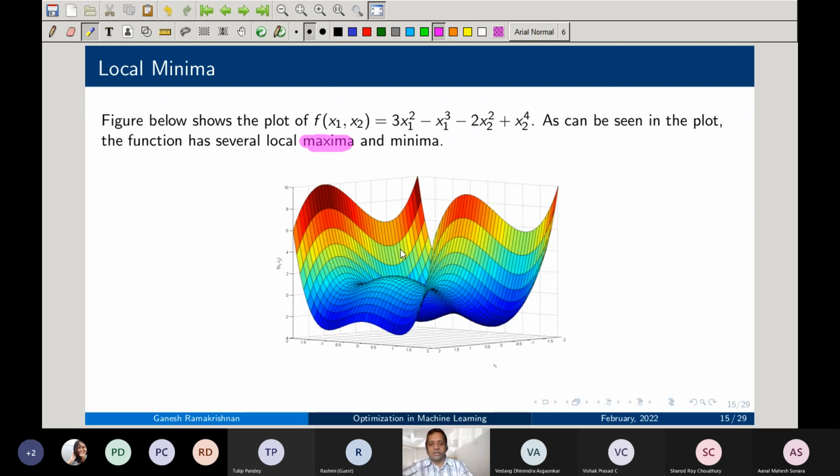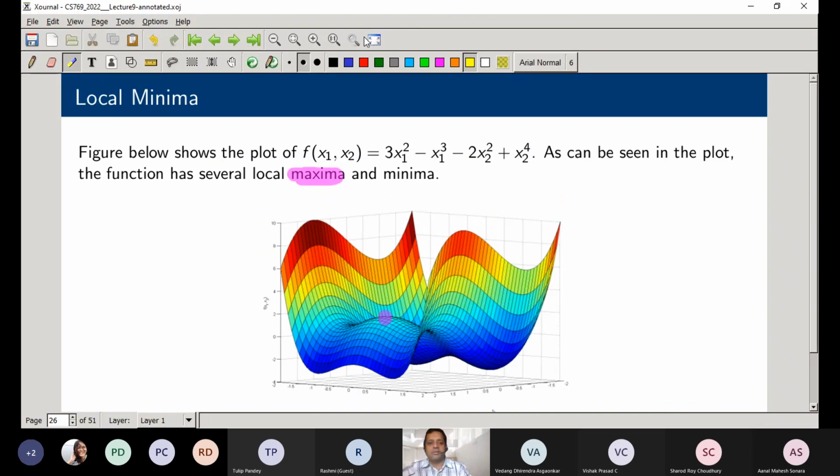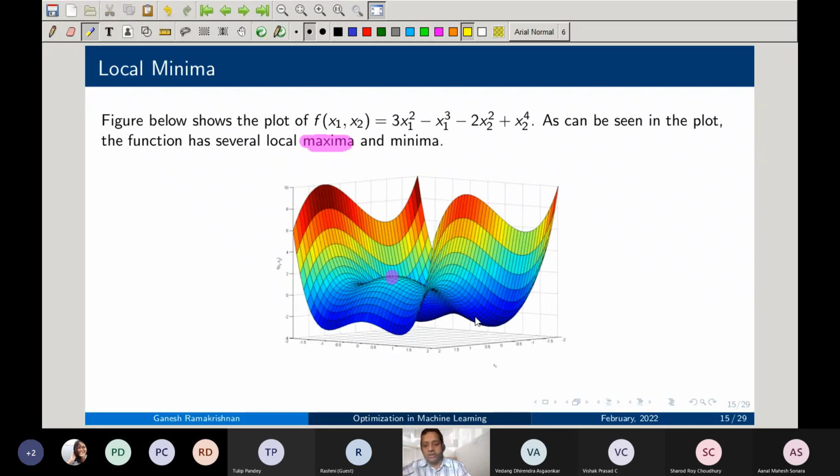You can find one maximum here. Some of them are hidden here, you can't see, but there could be more as the function grows further. But it also has lots of minima. More of the minima are seen here. There's one, then there's one here. Local maxima and minima.